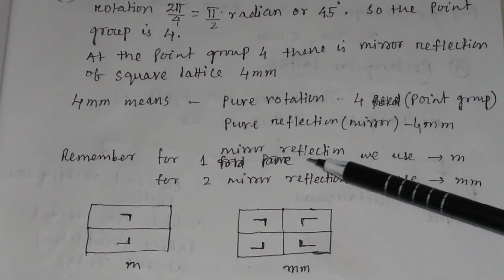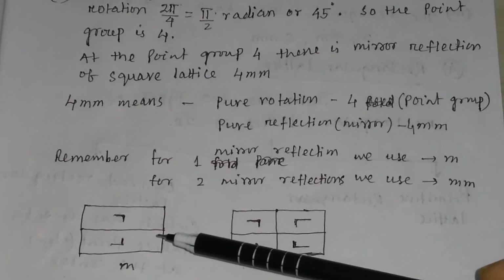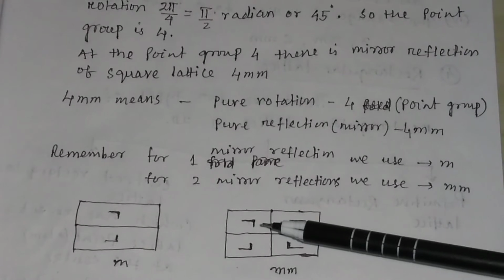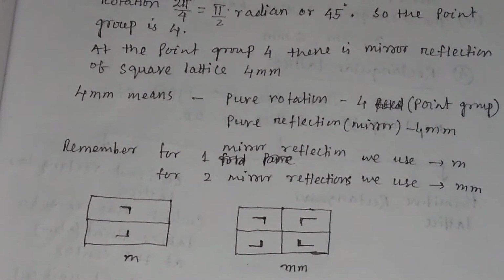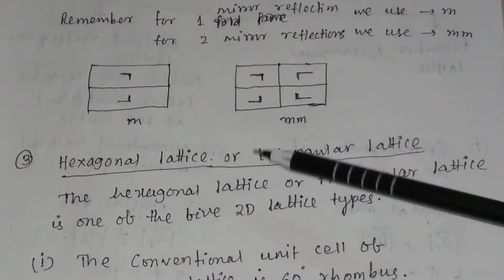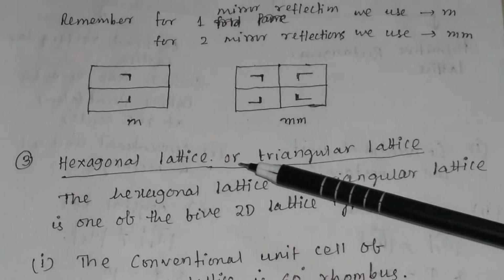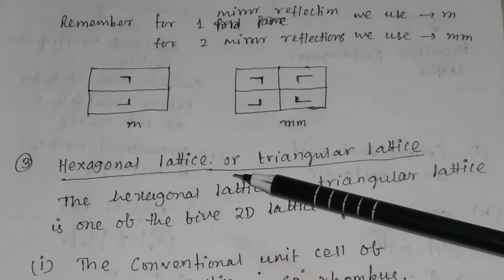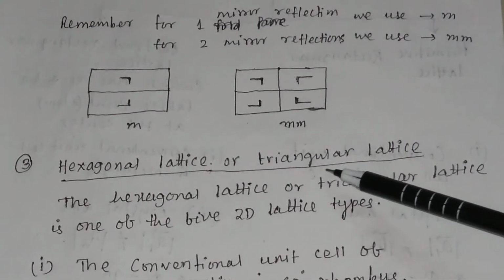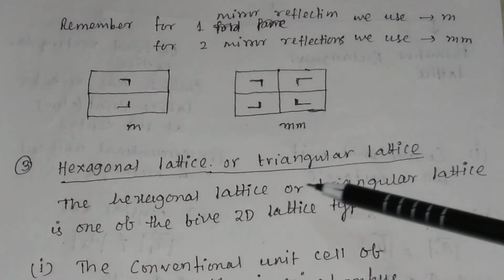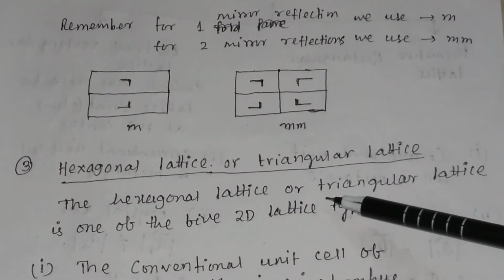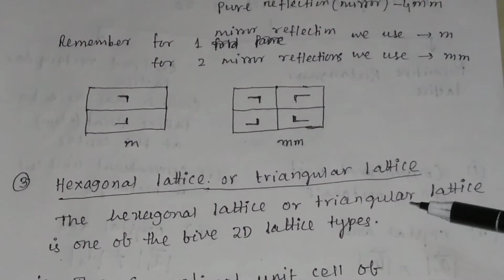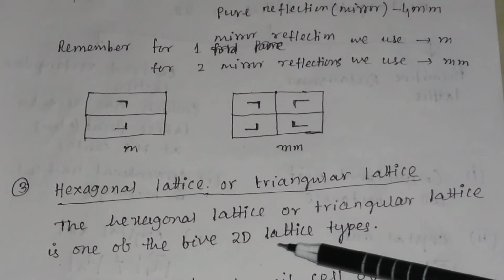When the mirror reflection is once like this, we say it is m. When the mirror reflection is 2 times like this, we say it is mm. Then we have the hexagonal lattice. In the 2-dimensional lattice system, we have the hexagonal lattice. The hexagonal lattice is also called the triangular lattice, and it is one of the 5 2D lattice types.